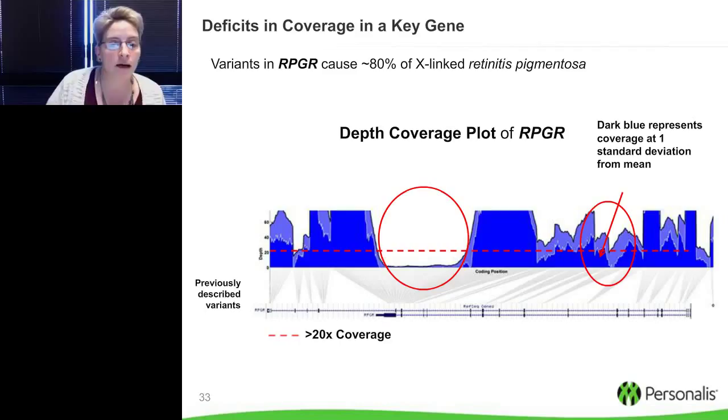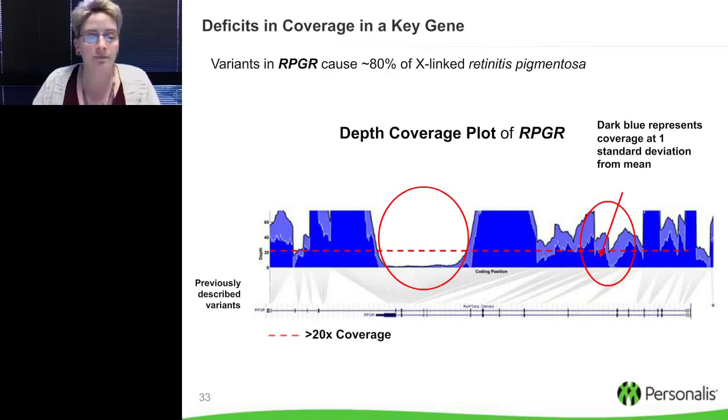And so what I show here again is this coverage plot that I showed you earlier. Here we see coverage using a standard exome. On average, the red line here represents 20x coverage. The dark blue again shows one standard deviation below the mean. And this is just a representation of the gene RPGR below that. What you can see in the red circles are regions where you either have no coverage or where you have highly variable coverage.